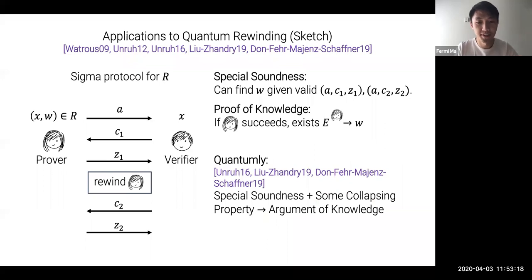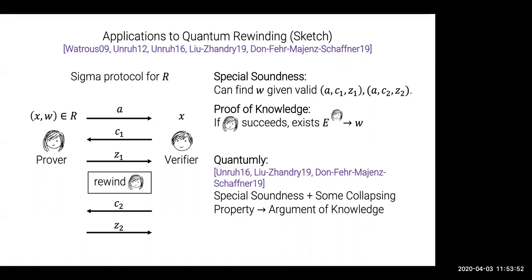This was first constructed by Unruh, and then follow-up works that were more interested in the problem of applying Fiat-Shamir to these protocols in the quantum random oracle model kind of abstracted Unruh's work. So I wasn't quite sure which definition to go with, so I'm just going to say special soundness plus some notion of collapsing is sufficient to get, well, not a proof of knowledge, but an argument of knowledge, because this collapsing is a computational property.